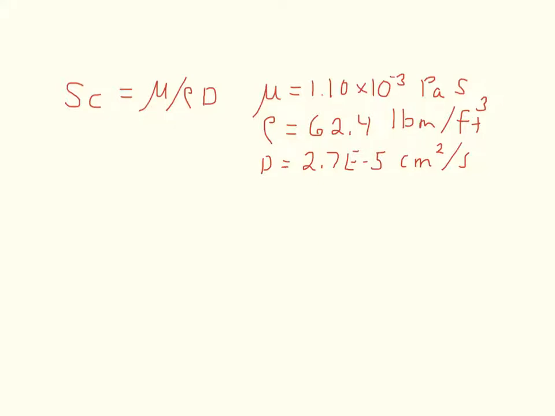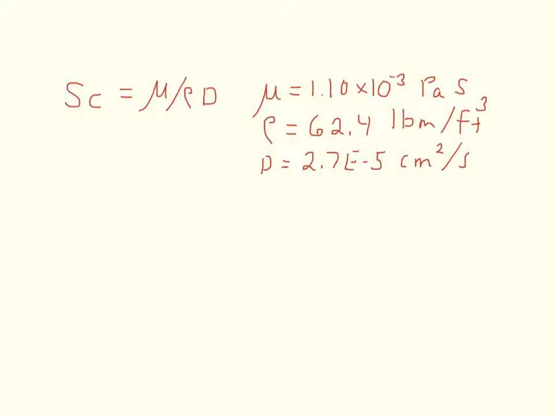The Schmidt number is a dimensionless number that relates the viscous to molecular diffusion. It's defined this way: viscosity divided by the density and divided by the diffusivity. That's not diameter, it's diffusivity. And here are the properties, the actual values, and you see the viscosity, density, and diffusivity all in different units.